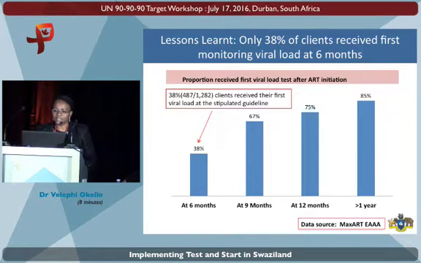And we also learned that we expected that at 6 months, all people would have their 6-month viral load taken. We found that only 38% of the people who initiated ART had blood taken for viral load, which for us says a lot about the way our health workers are receiving the guidelines that we give to them.